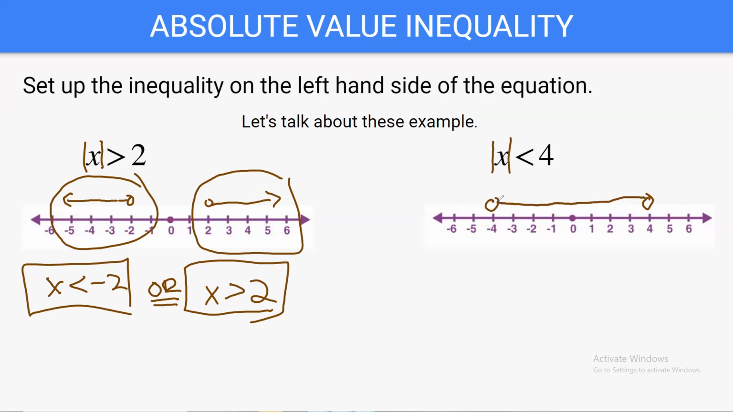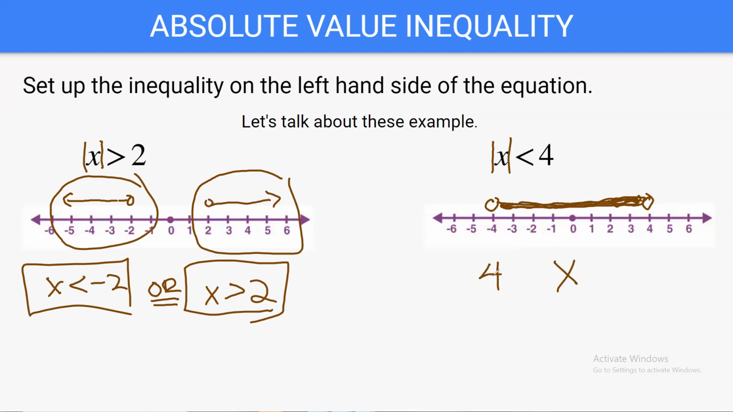The numbers that are in between, right? Because all of these distances are less than 4, the distance away from 0 is less than 4. Okay? So this right here has only one inequality. X would be in the middle, right?